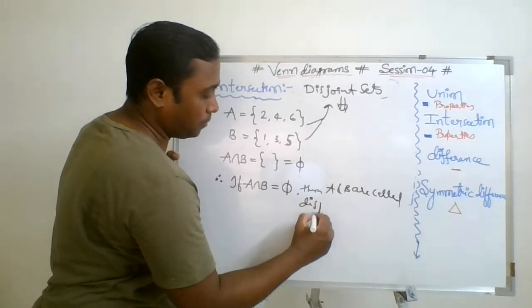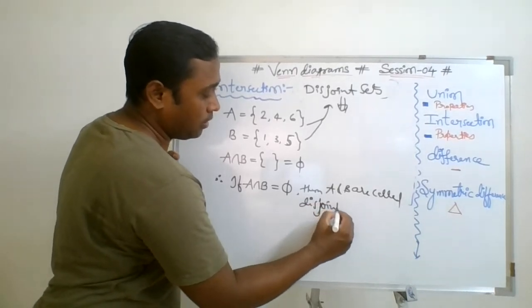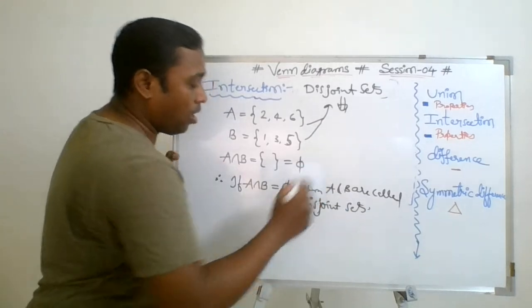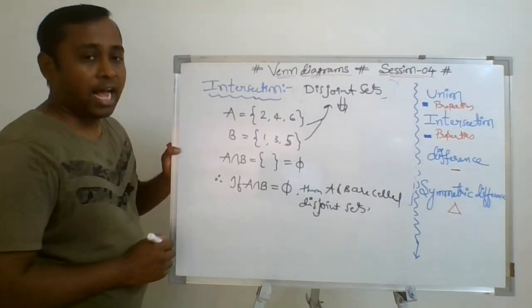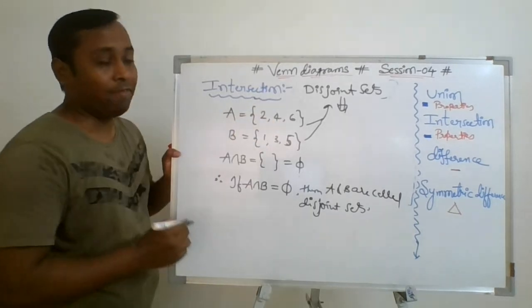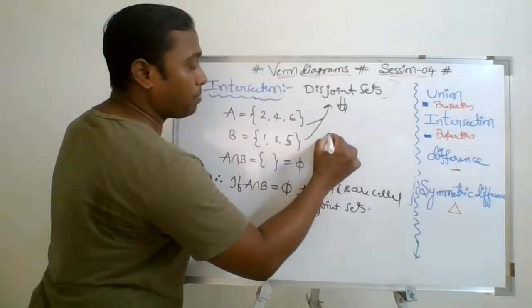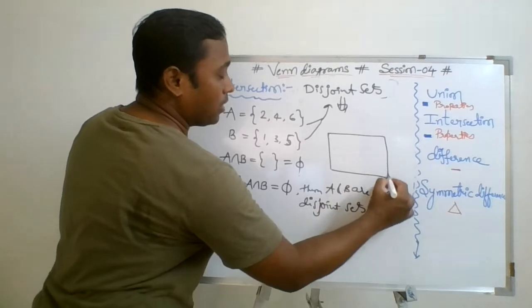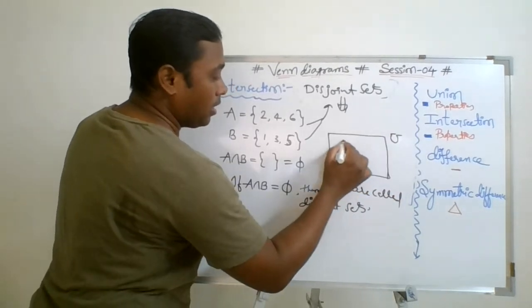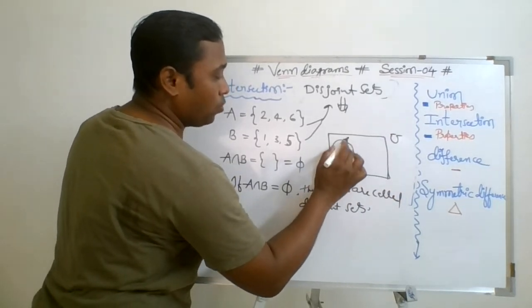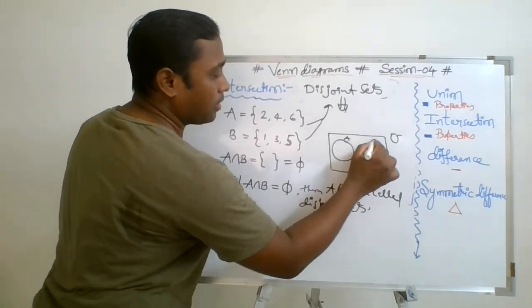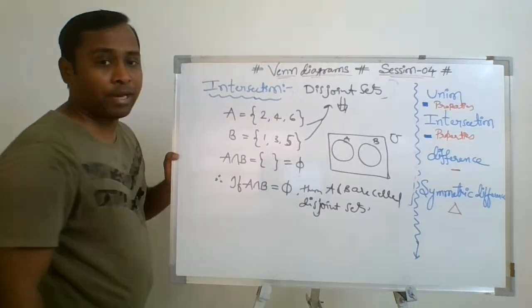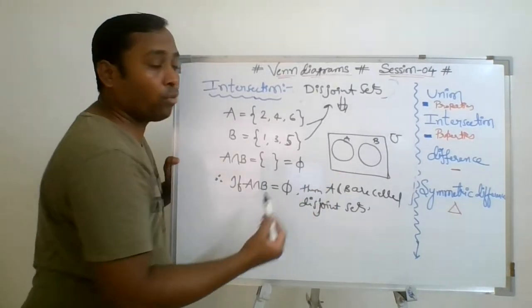Disjoint sets. Now, how can we represent disjoint sets diagrammatically? Through Venn diagrams. This is always the universal set. I am just drawing two circles representing set A and set B, but there is no overlapping. See, there is no common portion.